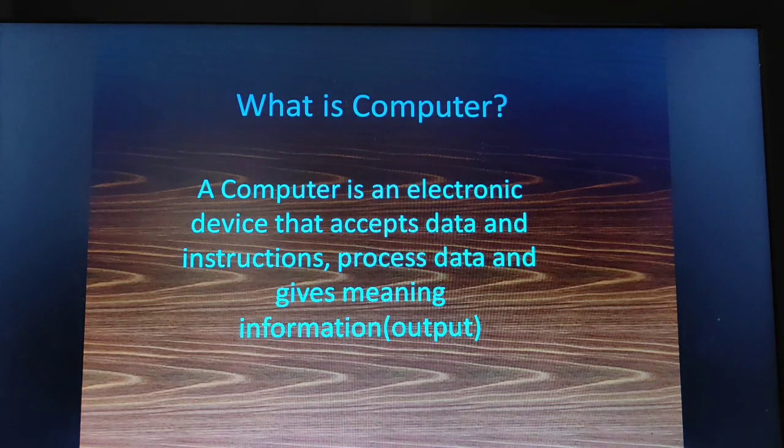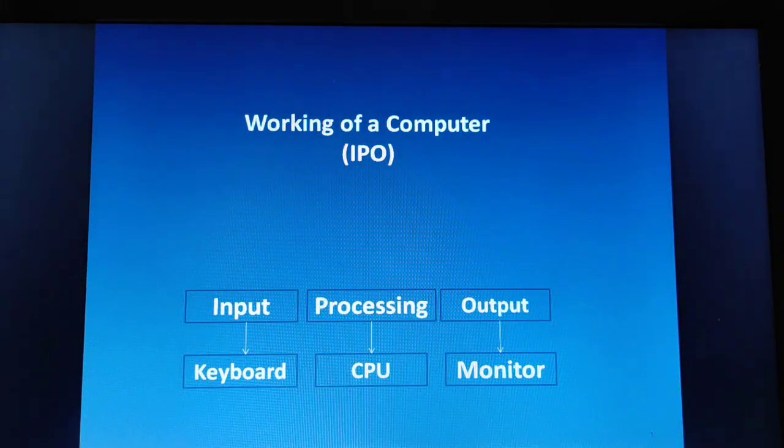So before going to that particular topic, let us brush up on what is a computer. We have already studied this before. It is an electronic device which accepts data and instructions, processes data and gives meaningful information. It receives the data and the instructions, and it processes them. Then we get the output on the monitor, right? Then the working of a computer, how the computer works with input, processing, output.